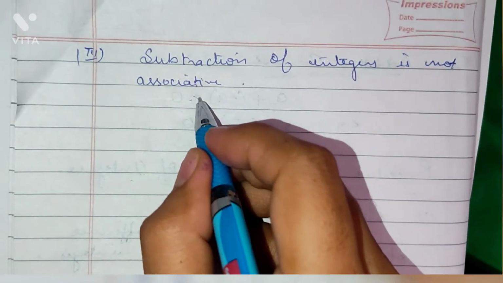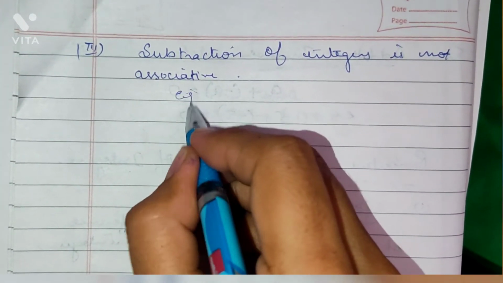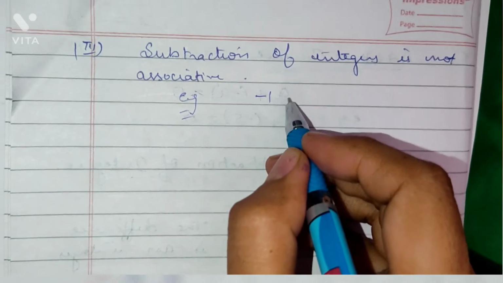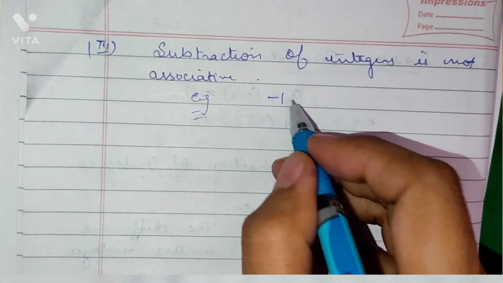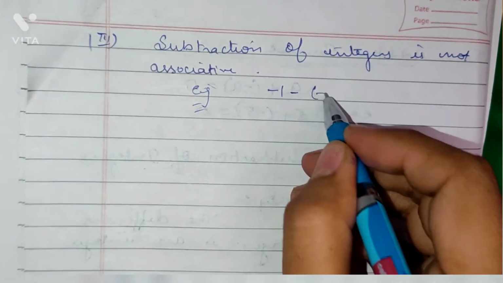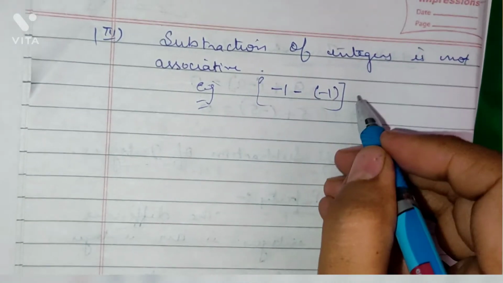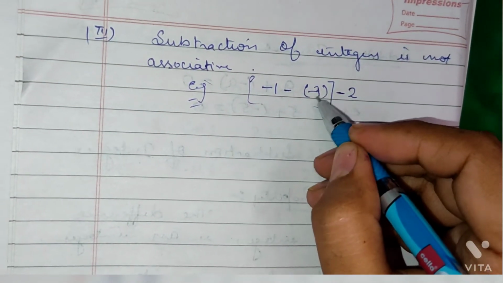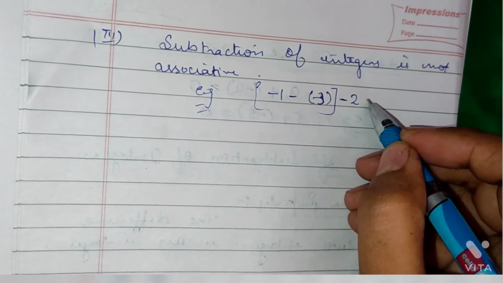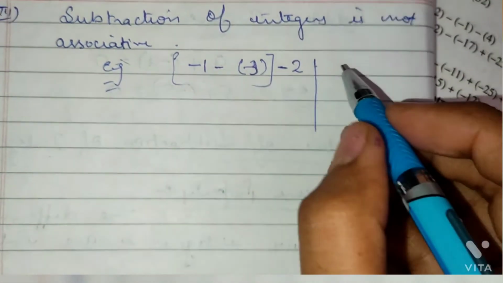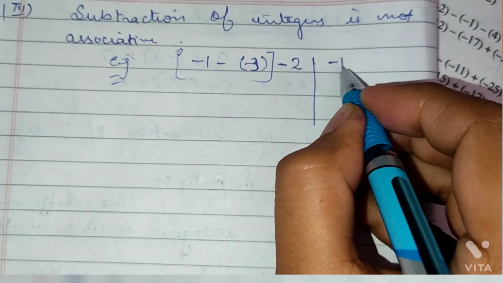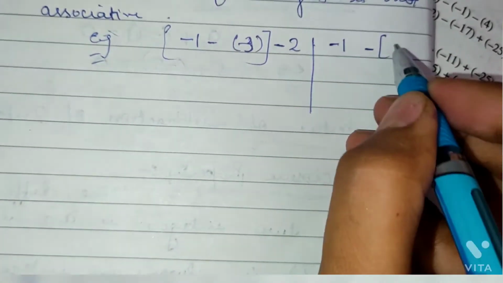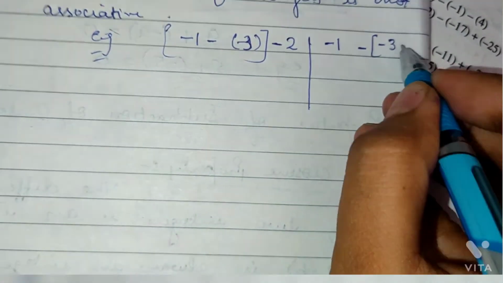Next is associative property. It also doesn't hold for subtraction. I am taking an example. I am taking three numbers, minus 1 and minus 1 and minus 2. Instead of minus 1 I am using minus 3. At the right side I am changing the grouping of subtraction. First of all I will subtract minus 3 and 2.